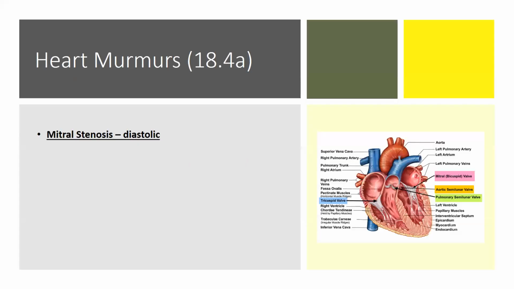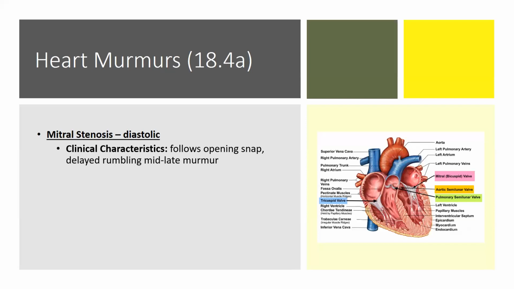Mitral stenosis is a diastolic murmur dealing with our mitral valve. It typically follows the opening snap. Again, I don't think they're ever going to ask you to describe the murmur, or even list these clinical characteristics, outside of diastolic versus systolic and wanting you to know where the valve is, so what it's separating between. The big risk factor, or etiology, for this one would be rheumatic fever.